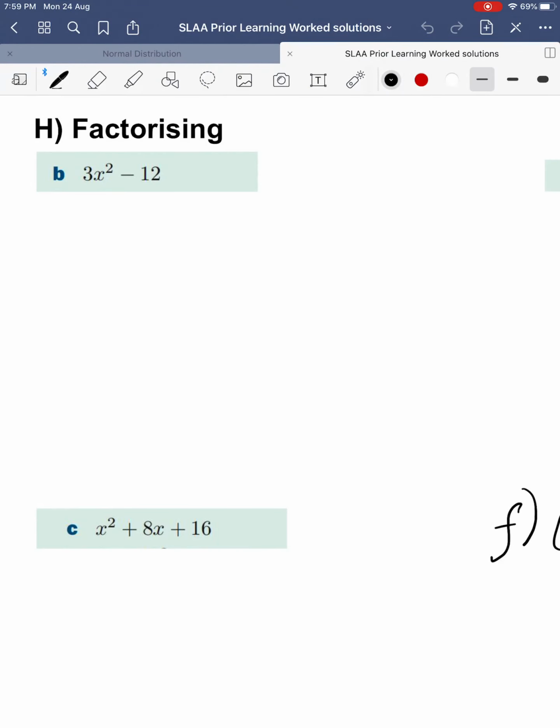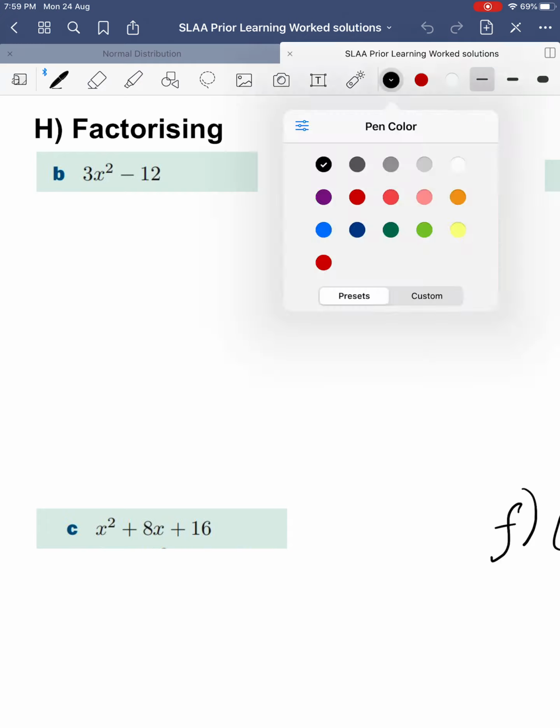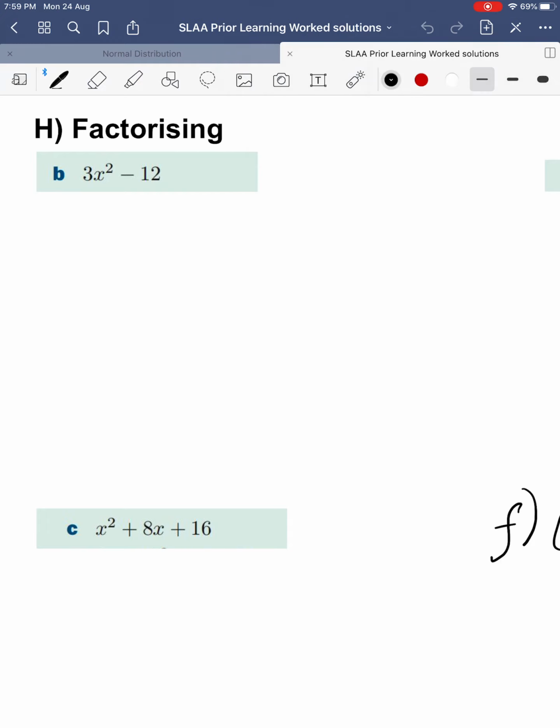Okay, so here's section H, a little about factorising. I did this in class, but my microphone wasn't on for the remote learners, so I'll just go through some of the main points. The key thing for factorising is to actually just change the style of it. Okay, this is not solving an equation. This here is actually an expression, and all we're trying to do is just write it in a different format.